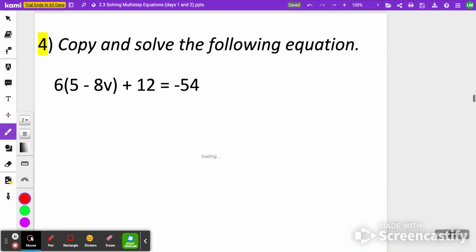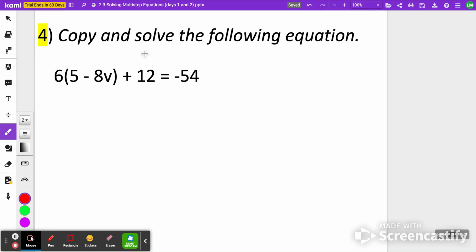The last example for our notes today is this one. Again, we're going to copy and solve it. Maybe go ahead and pause the video here, try this one on your own, and when you're ready to check it, go ahead and click play.